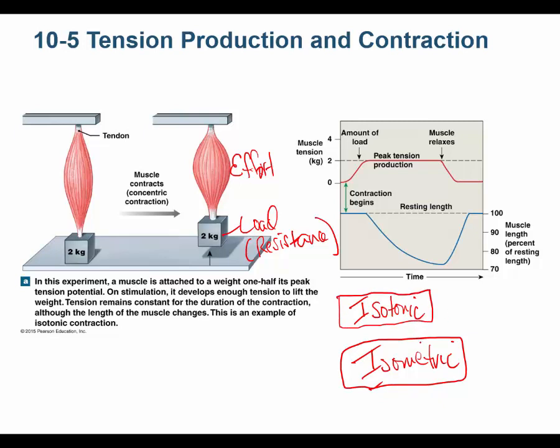But there actually are two types of isotonic contractions, because it says the length of the muscle changes, but it doesn't say it has to get shorter. So there are two types of isotonic contractions. There are concentric contractions, and that's when your muscle gets shorter. And there are eccentric contractions, and that's when you're contracting your muscle but the muscle gets longer. Now I'll just give you an example of that. Here's a bar. Here's a guy. He's doing chin-ups. All right, so he pulls himself up.